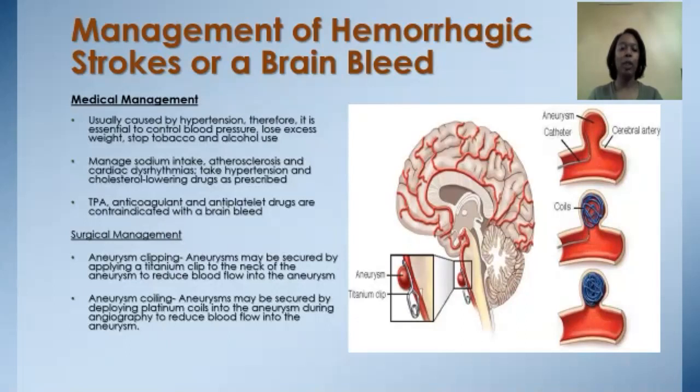Surgical management includes aneurysm clipping, and to my right you can see a picture of that titanium clip that is placed on the aneurysm, as well as the aneurysm coil. And there is a picture to the right as well that shows a coil that prevents the blood flow into that cavity in the artery from the weakening of the wall, preventing the rupture of that artery.